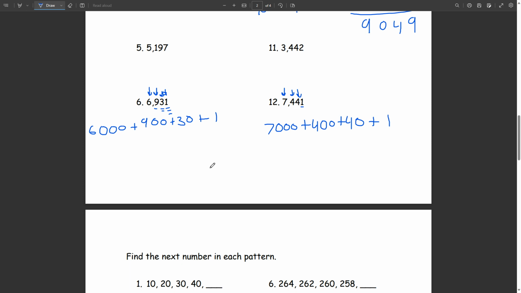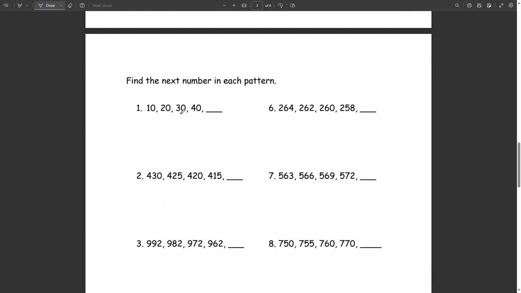So the next page is to find the next number in each pattern. So number 1 equals 10, 20, 30, 40. Now we can see that each time we're just adding 10. So we do 40 plus 10, right? And then we can write this out vertically like this. So 40 plus 10, 0 plus 0 equals 0, 4 plus 1 equals 5, so our next number would be 50.